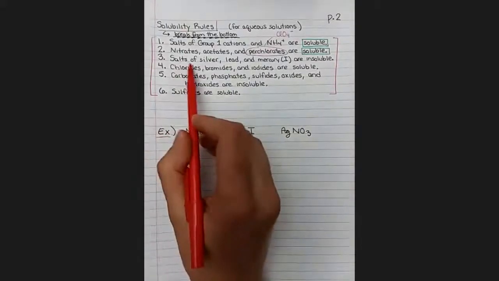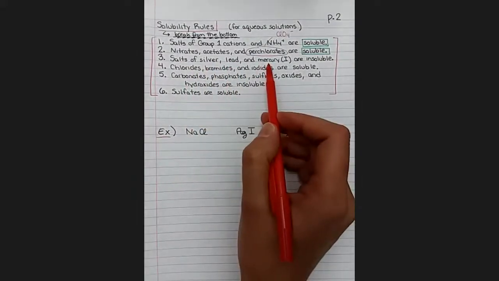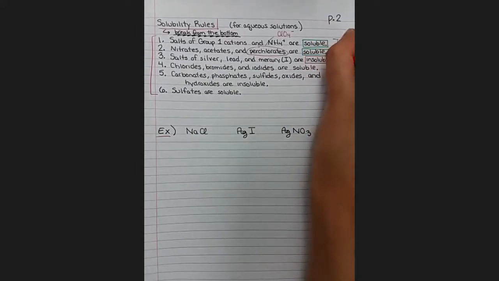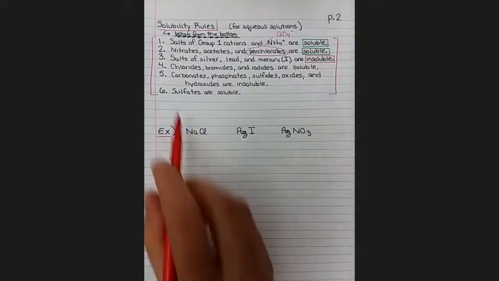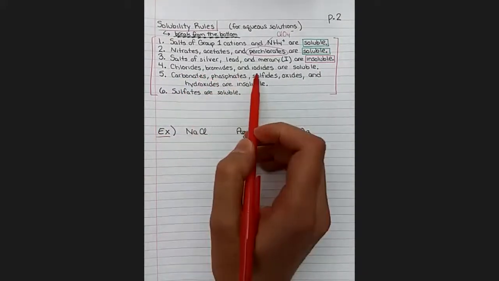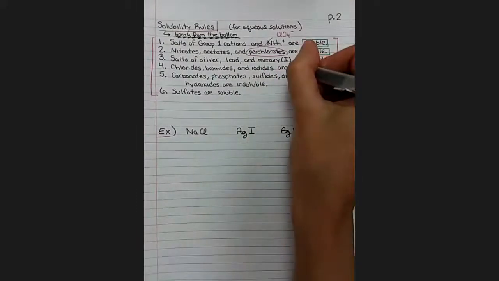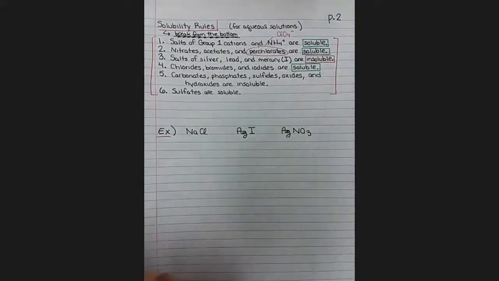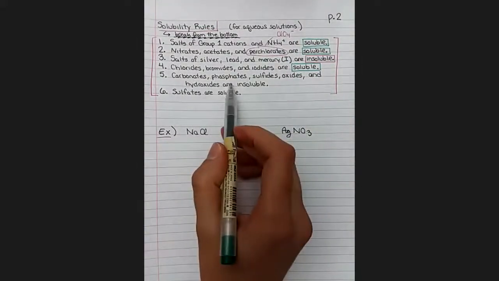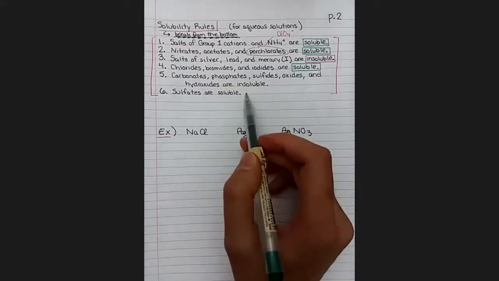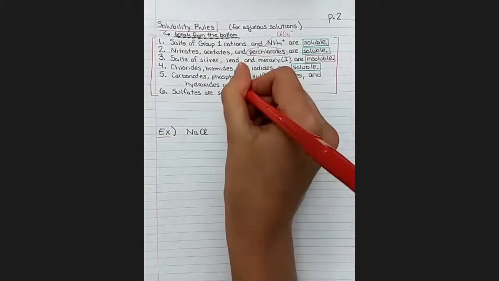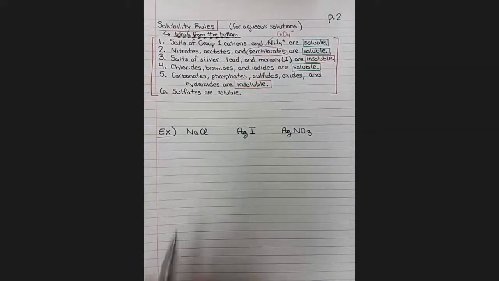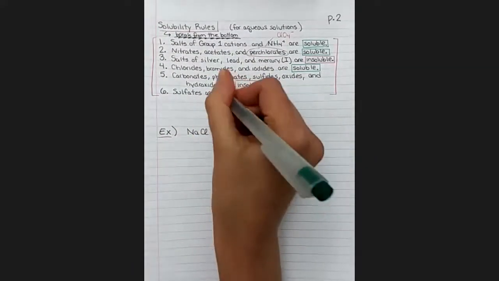Rule number 3, salts of silver, lead, and mercury 1 are insoluble. So these salts are usually exceptions to the solubilities. Rule 4, chlorides, bromides, and iodides are soluble. So we'd expect to see those forming aqueous ions in solution. Rule 5, carbonates, phosphates, sulfides, oxides, and hydroxides are insoluble. There's a few more exceptions here. And rule 6, sulfates are soluble.